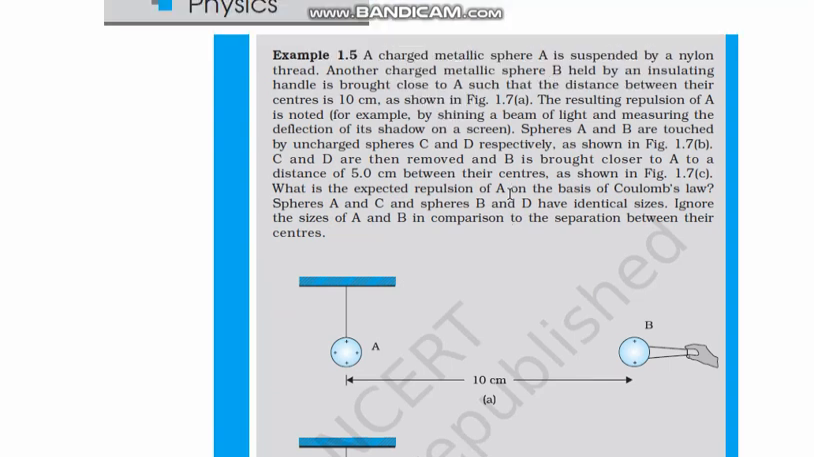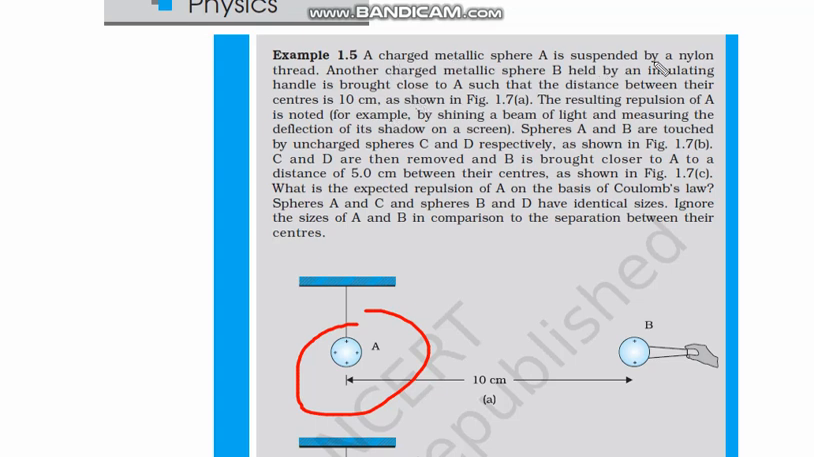So now another example. The example is a charged metallic sphere A. Here the charged metallic sphere A is suspended by a nylon thread. This is suspended so it can move freely. Suppose we bring something closer to this, so it can attract. Otherwise, if the charge is quite low, even though there are some forces like that, attractive or repulsive, due to friction those will not play their role. So that's why we are suspending this with a nylon thread, so even a very small motion can be detected.